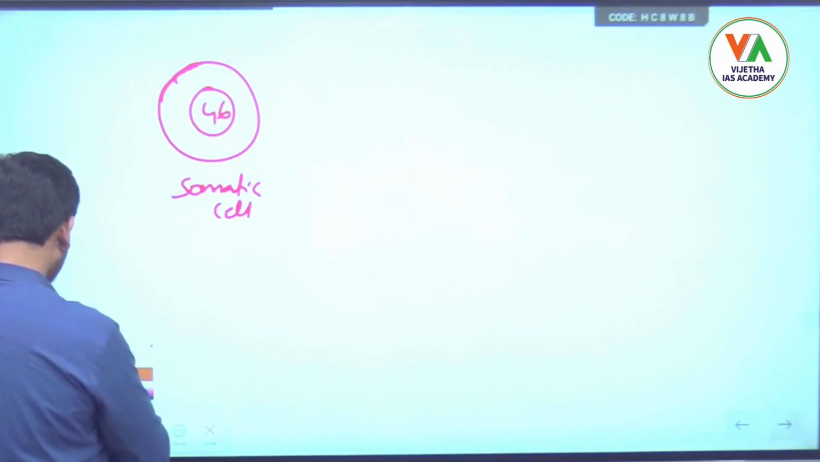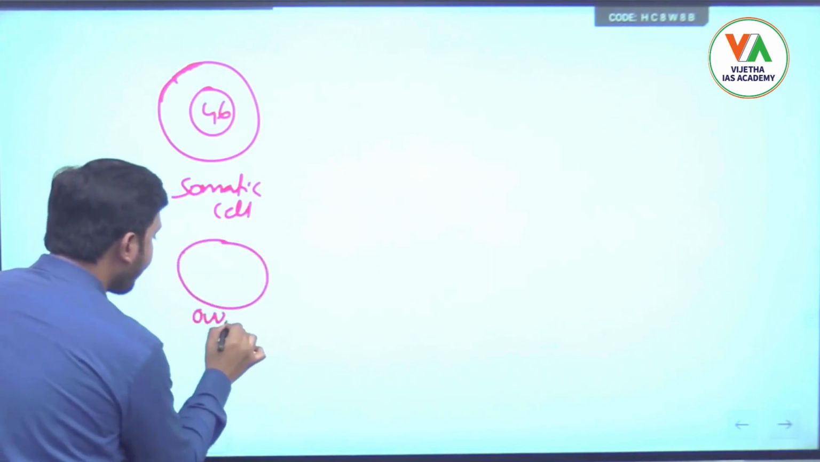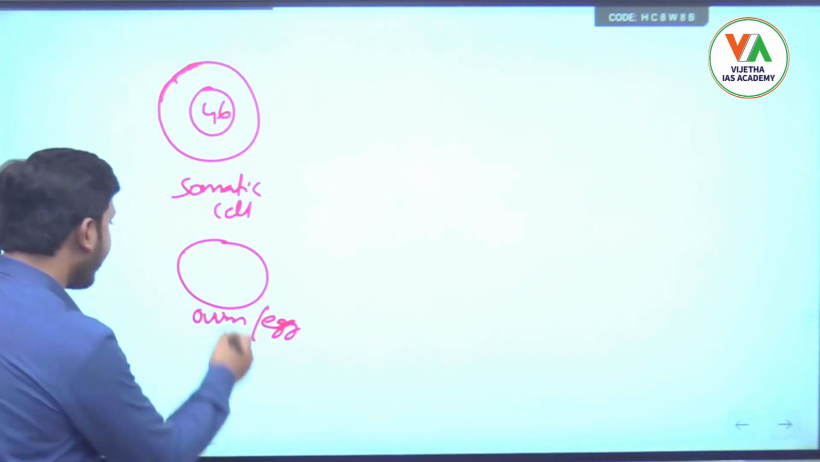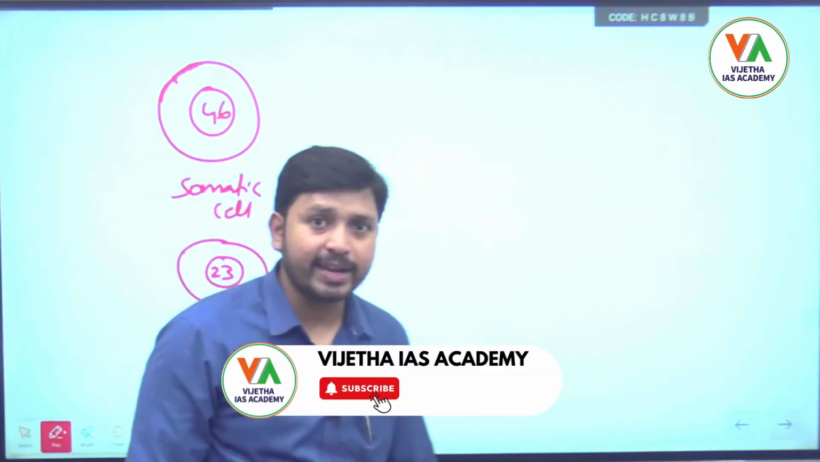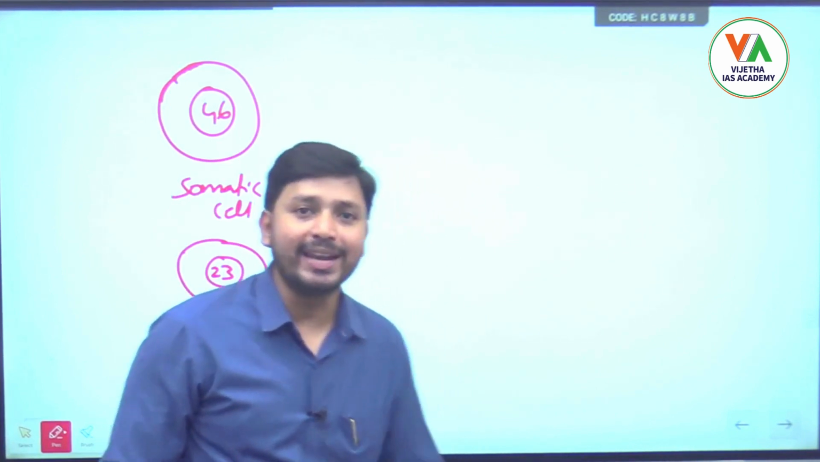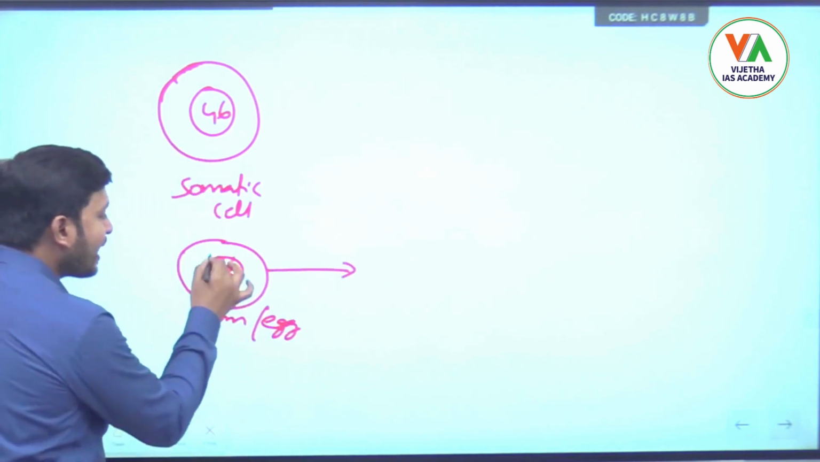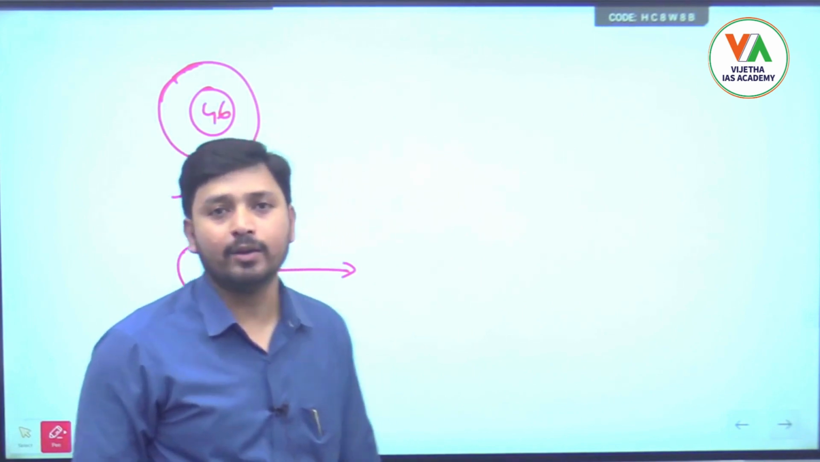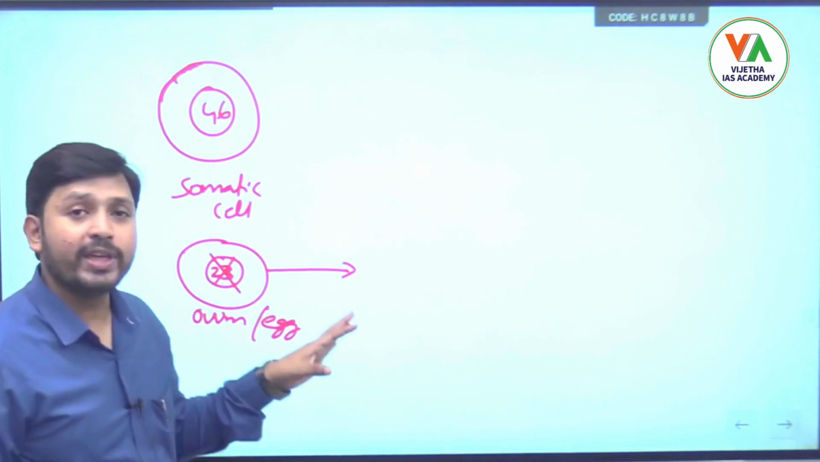So what I will do in this case, I will take one ovum or egg. How many chromosomes will be there in the ovum or egg? 23 chromosomes will be there, right? So in this ovum or egg, 23 chromosomes are there. What I will do is I will discard or remove the nucleus of the ovum or egg.